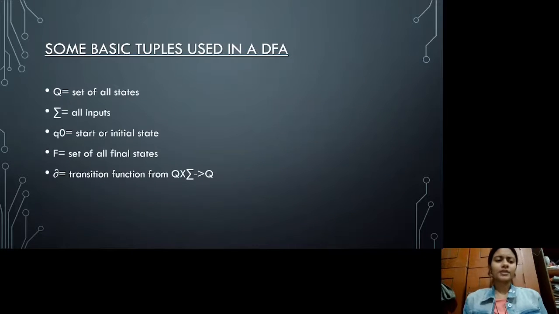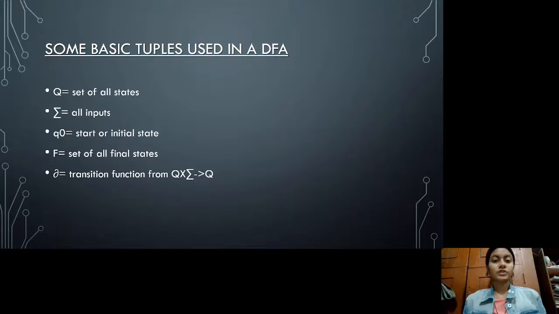Moving on to the next slide, we have to read about some basic tuples used in a DFA. They are basically some symbols we are using in DFA, and we have to know beforehand what they stand for. So capital Q stands for the set of all states. Sigma stands for all inputs of the DFA. Q naught is the start or the initial state. F is the set of all the final states of the DFA. And delta is the transition function defined from Q cross sigma to Q.